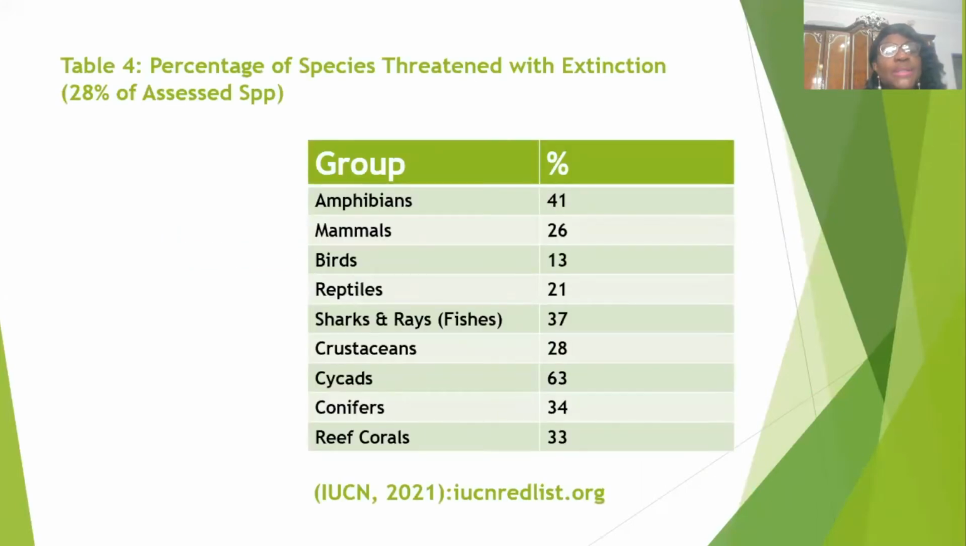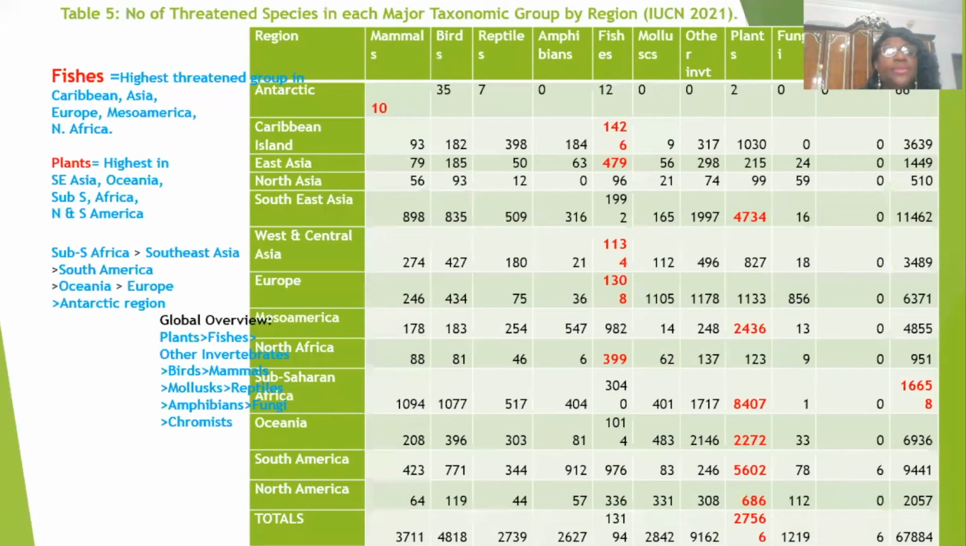Table 4 shows the percentage of threatened species with extinction. This is out of the total assessed. This is taken from IUCN 2021 data too. Amphibians, 41. Mammals, 26. Birds, 13. Reptiles, 21. Sharks and rays, 37. Crustaceans, 28. Cycads, 63. Conifers, 34. And reef corals, 33.